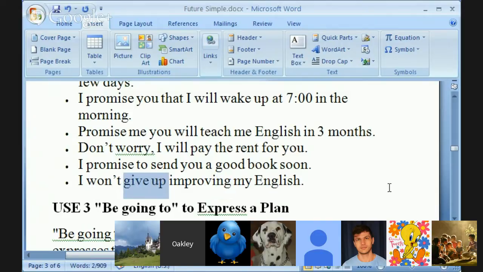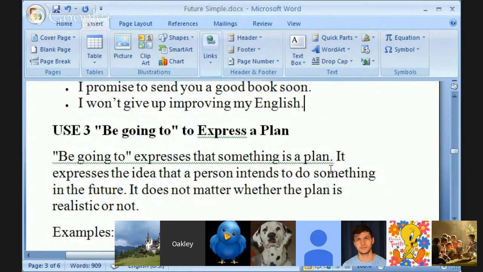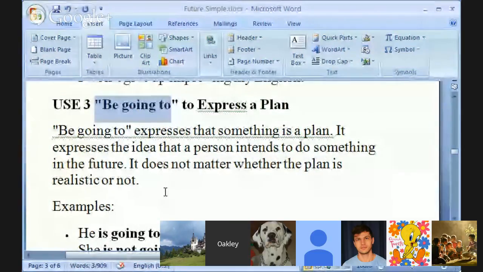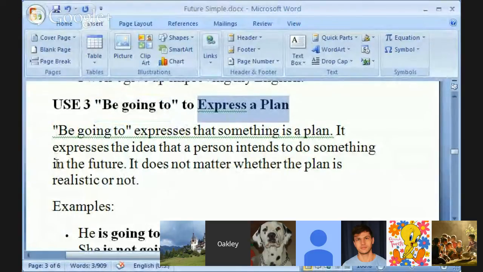Most verbs can be followed by either an infinitive or a gerund. However, some demand that they are followed by a gerund and a gerund only. This is such a case. Some demand they must be followed only by an infinitive. All right, let's continue with other uses. Be going to is used to express a plan. A person intends to do something in the future.